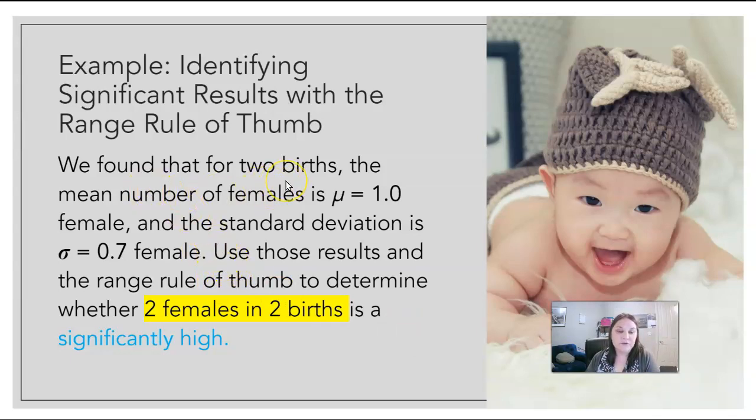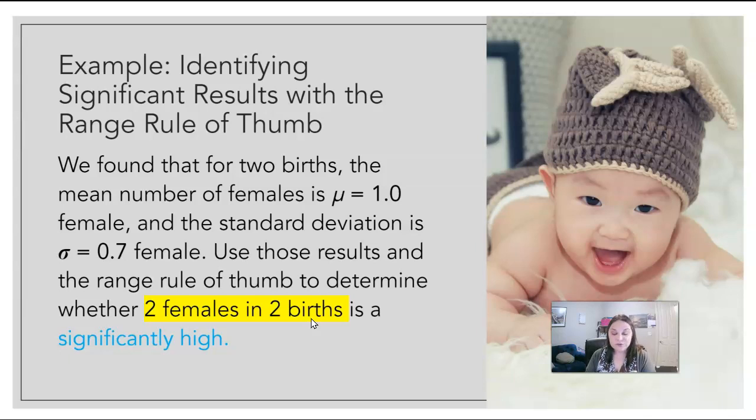So we found that for 2 births, again coming back to this, the number of children in a family, we did actually find the expected value of 1 girl if you had 2 children. And the standard deviation, we didn't do that by hand, but it's being presented to us. That's a probability distribution that we did a couple videos ago. And so the question is, is 2 females in 2 births significantly high?